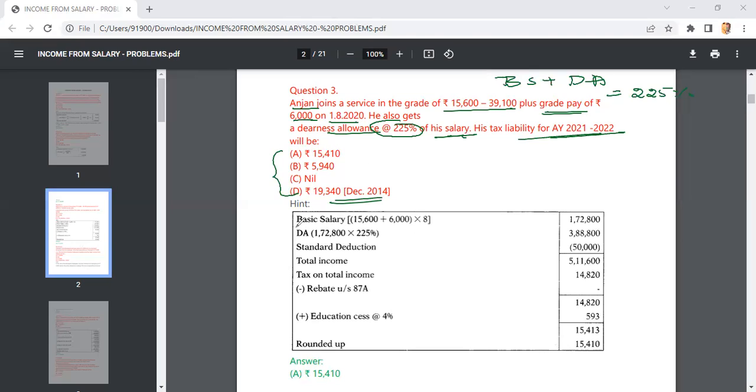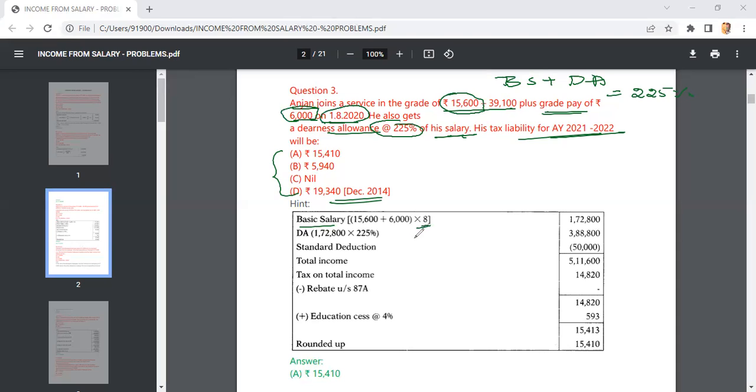So coming on to this, let's calculate the basic salary first. In basic salary, we take the first amount always, whatever the amount it might be at the end, don't worry about that. Take your first amount, plus 6,000. Ma'am, why 6,000? Because that's the grade pay he's getting. So we will also add the grade pay over here, into 8. Ma'am, why 8? Because he's working from 1/8, right? So it is only for 8 months he's working over that. So that is the reason it is 8 months.